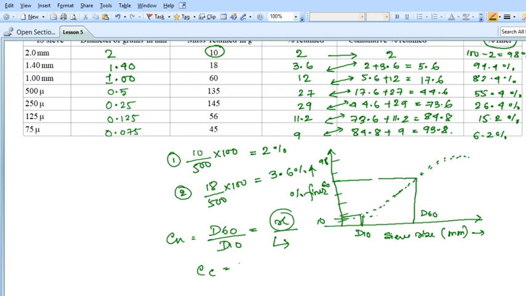Find out the Cc value also, which will be D30 squared divided by D60 into D10. Find out this value also, let it be y. Find out whether y is lying between 1 and 3. If it's lying between 1 and 3, it will be a well graded soil. Fine. I hope this portion is clear to you.